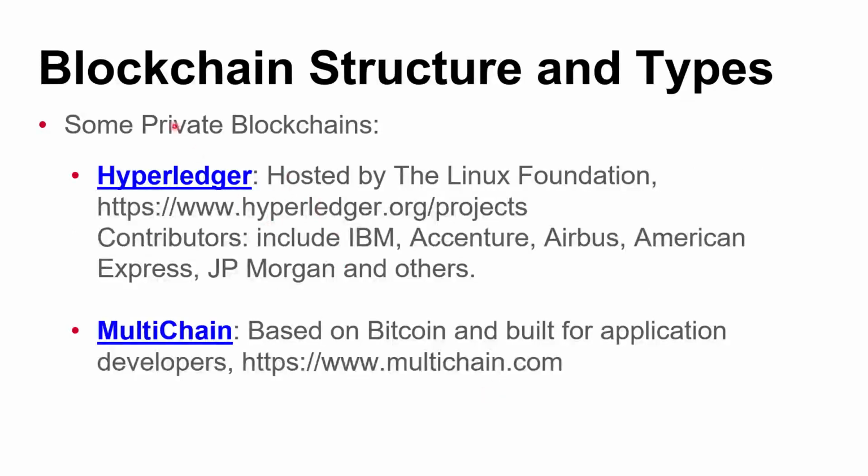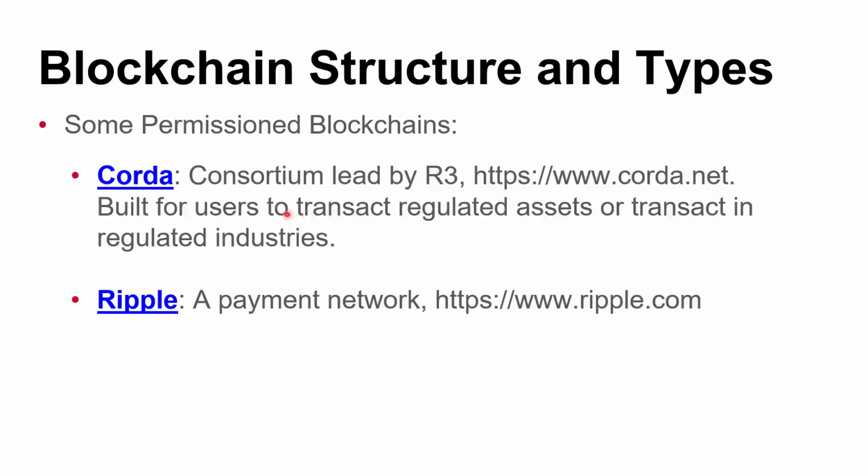And some popular private blockchains: Hyperledger or Hyperledger Fabric, Hyperledger Sawtooth. Multichain is also a popular private blockchain, which is very robust in development, as is Hyperledger. Permissioned blockchains: Corda is considered a permissioned blockchain, although it can be installed and configured to operate privately. And Ripple is also a permissioned blockchain.